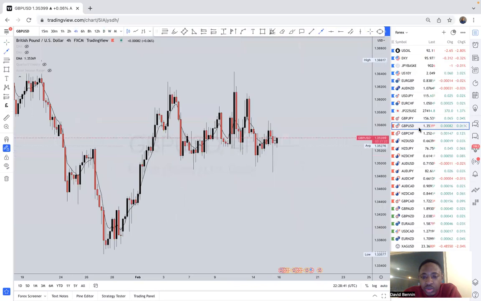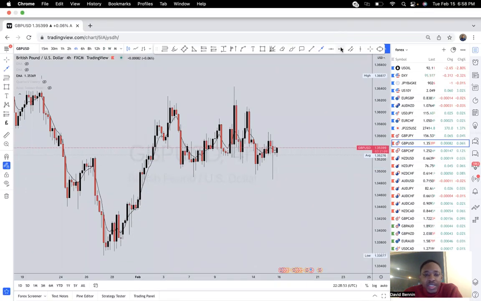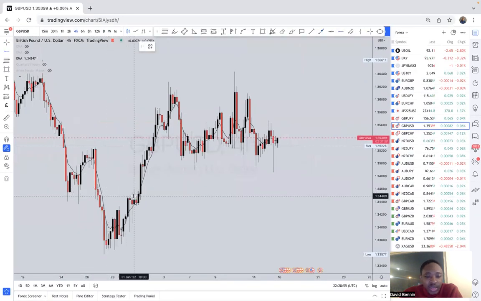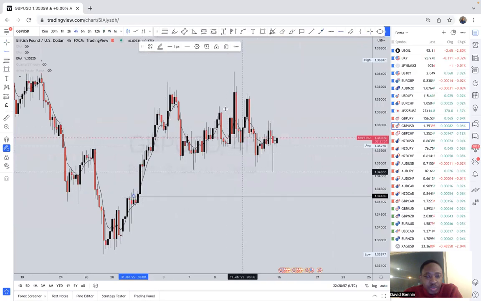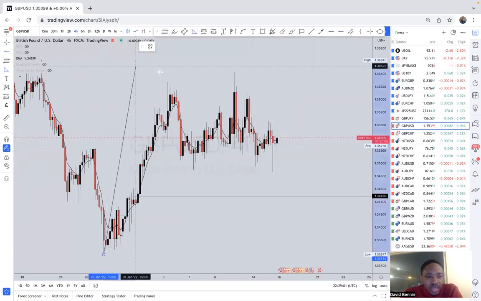Let's see what we see on GBPUSD. So GBPUSD, this is GBPUSD on a 4-hour time frame. Just at a glance, I see there is a potential of price dropping to this level because of the rhombus pattern that we see here.